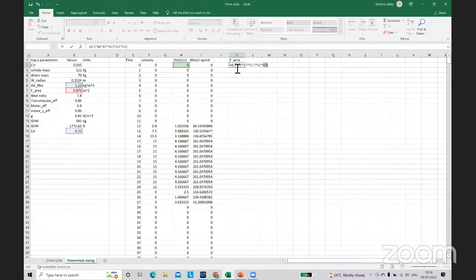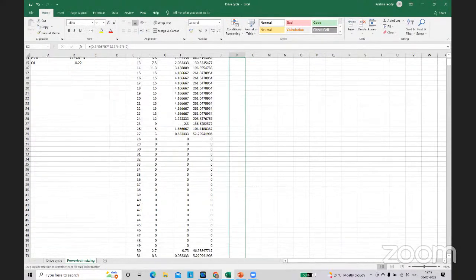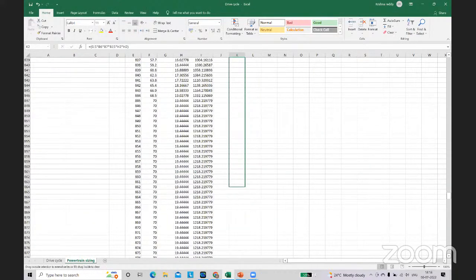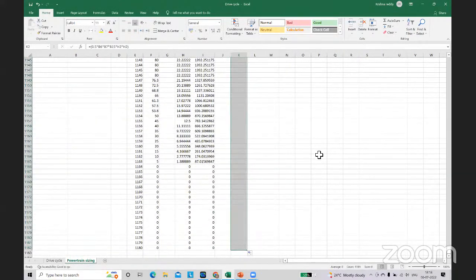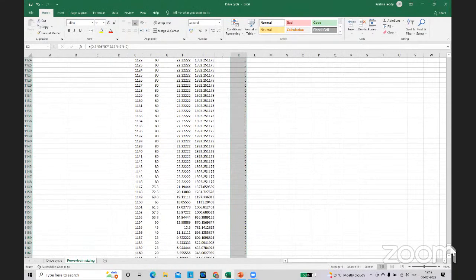Let me cancel this one. Yeah, bring a bracket on both the sides at the same time. It's not working, so let me drag it.